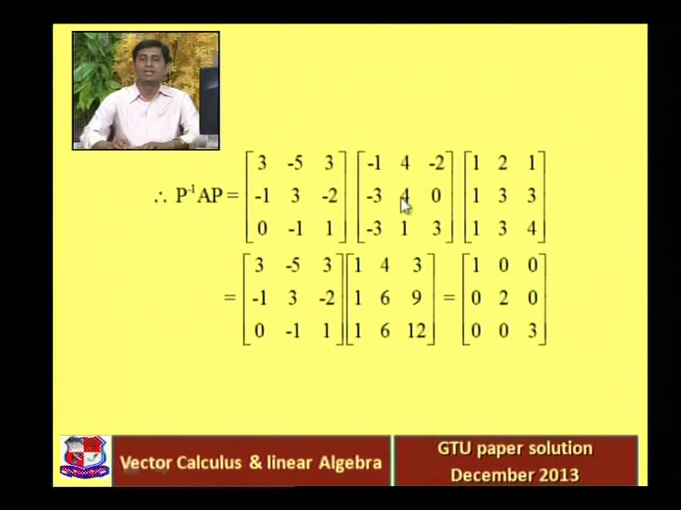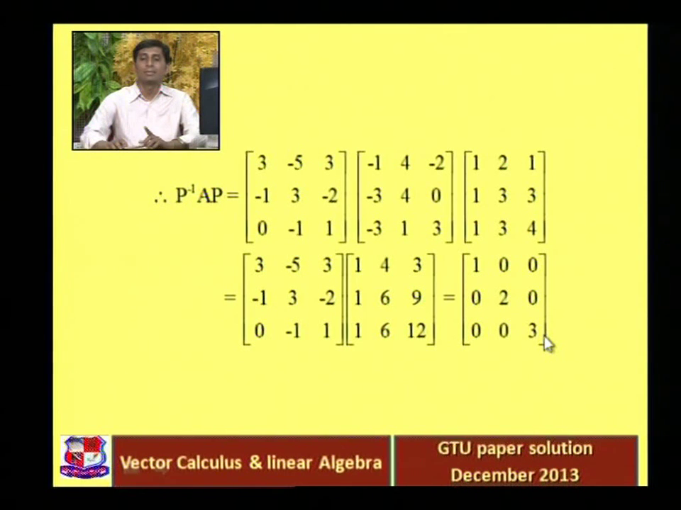Okay. Similarly, multiplying the second row with each column, you will get the second row of this matrix, and multiplying the third row with each column, you will get the third row of this matrix. Okay, and finally you will get P inverse A P as 1, 0, 0; 0, 2, 0; 0, 0, 3. Now this is a diagonal matrix.